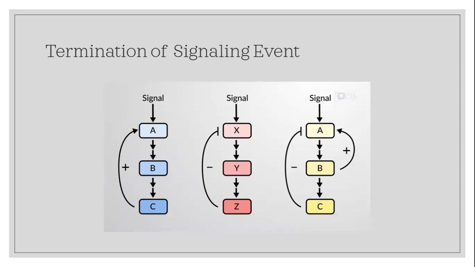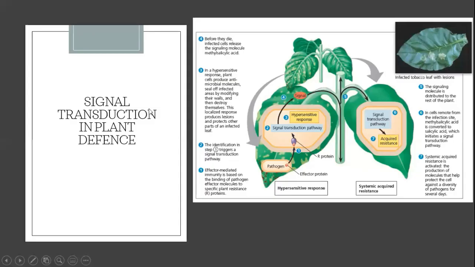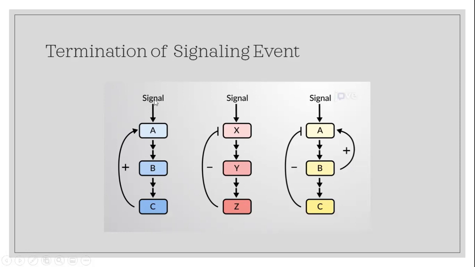The signaling mechanism can be terminated by a positive feedback or negative feedback mechanism. In a positive feedback mechanism, a signal comes, it activates the mechanism, and the final molecule which is formed will again strongly activate the process. This is called positive feedback. But this positive feedback is not used for signal termination.